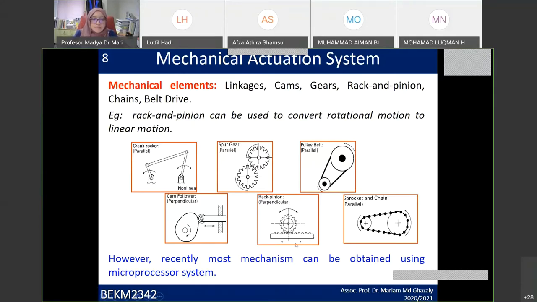So, in series. So this is where later on you will look at all of these mechanisms, and it can actually be found in your car. Then we have rack and pinion. Rack and pinion. Where can you actually see, or where do you think the pinion is being used?